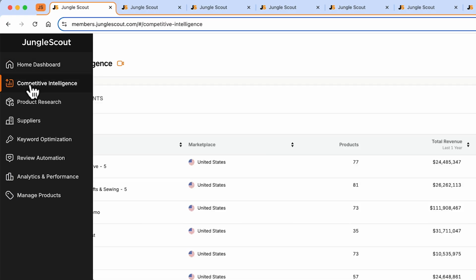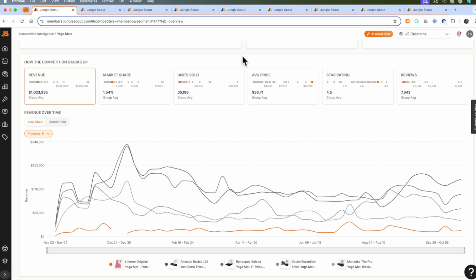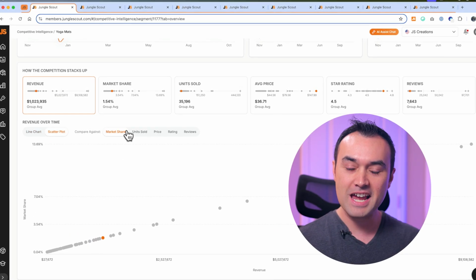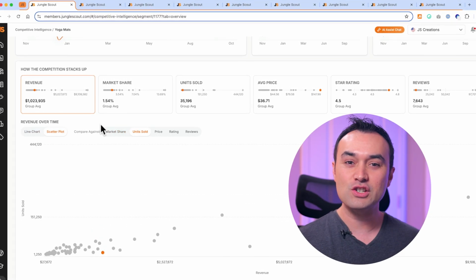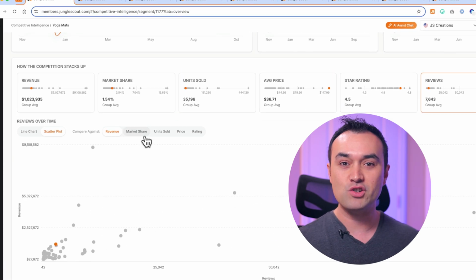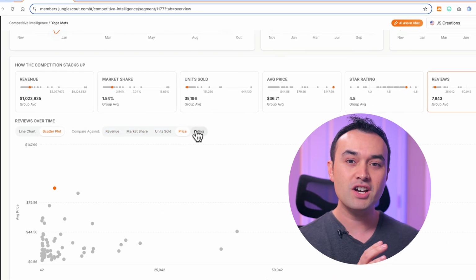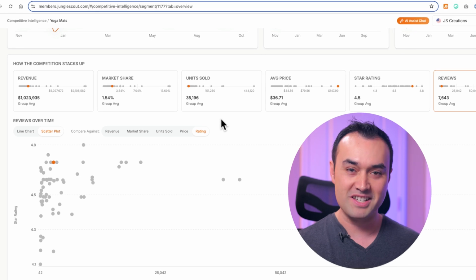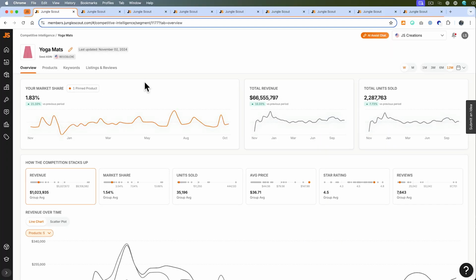Today we're going to explore how to use our scatter plot charts to understand your competitive landscape and make data-driven decisions to improve your position in the market. They let us compare any two metrics to see how they relate to each other and what that means for your business. So we're inside the overview of our segment.